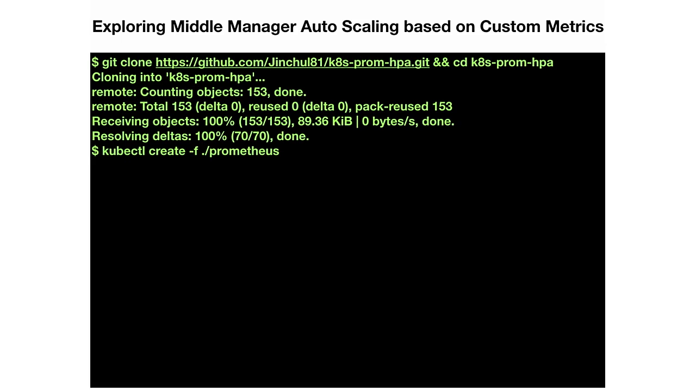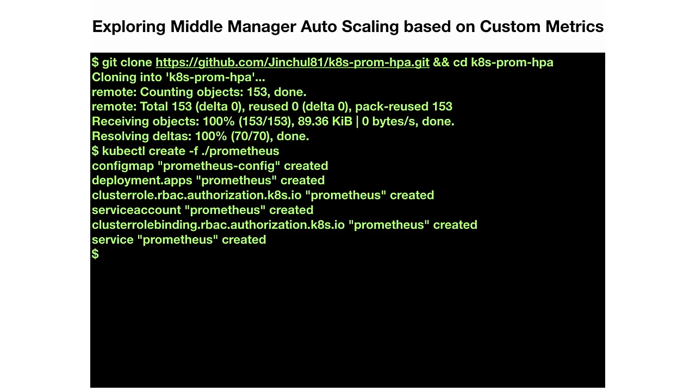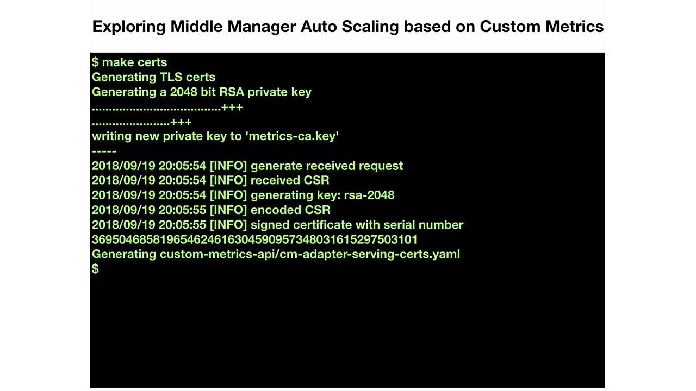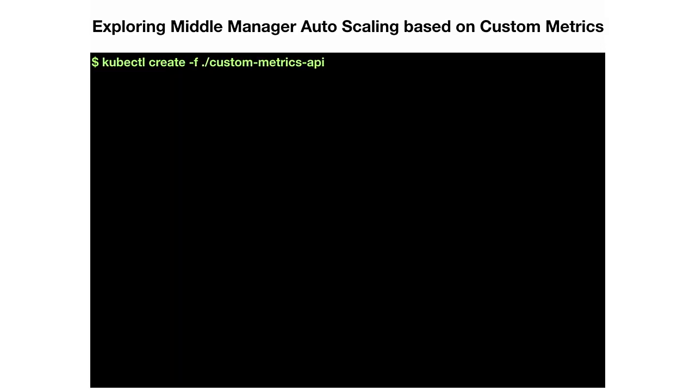Deploy Prometheus version 2 in the monitoring namespace. Now Prometheus is deployed on the monitoring namespace. The build command generates the TLS certificate which is needed by Prometheus adapter. Certificates are successfully generated and the content of the certificate is copied into the manifest file.